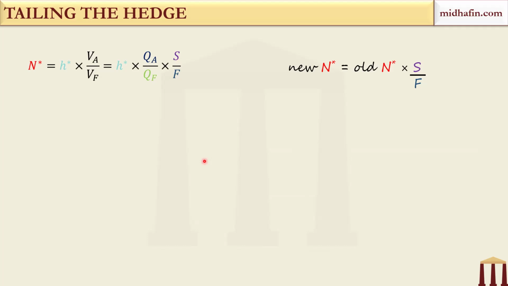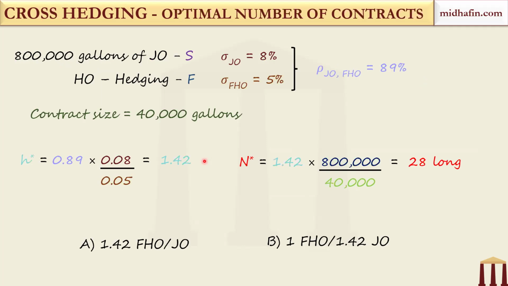Or it is also possible that S goes down and you have in your position a much higher number of futures contracts than were actually required. So if earlier we required 28 long contracts, and because of changes in spot and futures prices, you now only require 25 contracts, it means that you have overhedged, correct? You have three contracts extra.